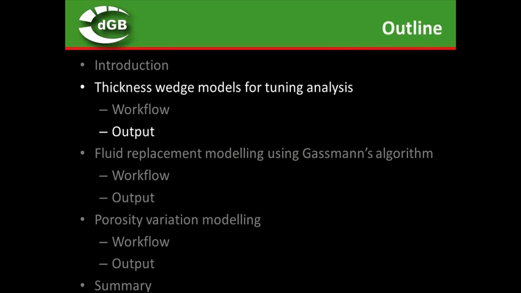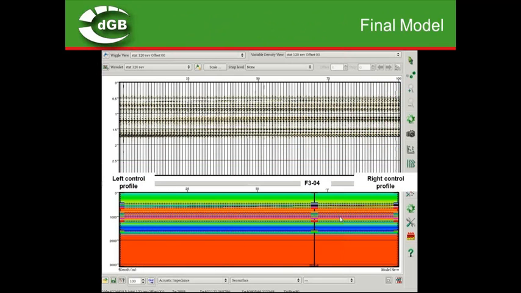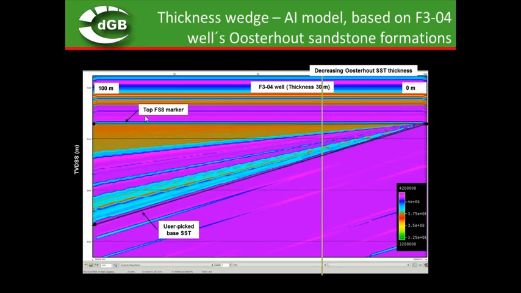Now we are going to look into greater detail at the result of the thickness wedge model that we have just created. So here you got an acoustic impedance profile which has essentially been generated by zooming in the bottom part of the main profile window, that is over here, such that you can clearly see your interval of interest between top FSZ marker and the user picked base marker. So you have the thickness of this interval of interest 100 meters on the left, and it decreases to 0 meters on the right. And here you got your real well, which has a 30-meter thick Oosterhout sandstone.